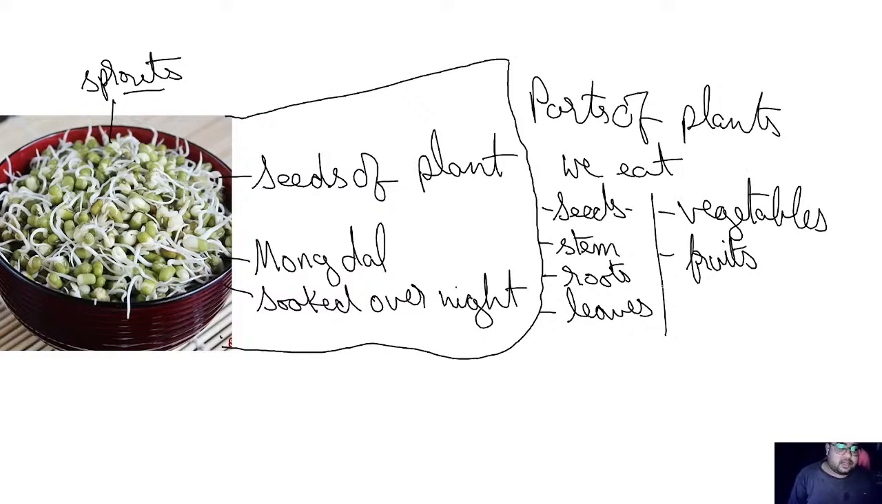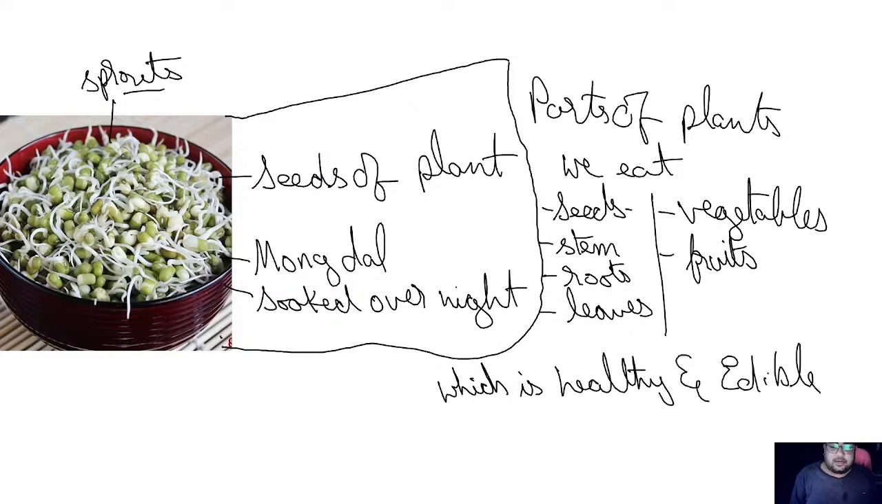It doesn't mean that every part of every plant we eat. Okay, so it differs. We eat a few seeds from different plants, stems of different plants, roots of different plants, and leaves of different plants, which is healthy and edible for humans to consume. You can take animals as an example. Even they eat selective plants. They don't eat all the plants. So the same happens with humans also.